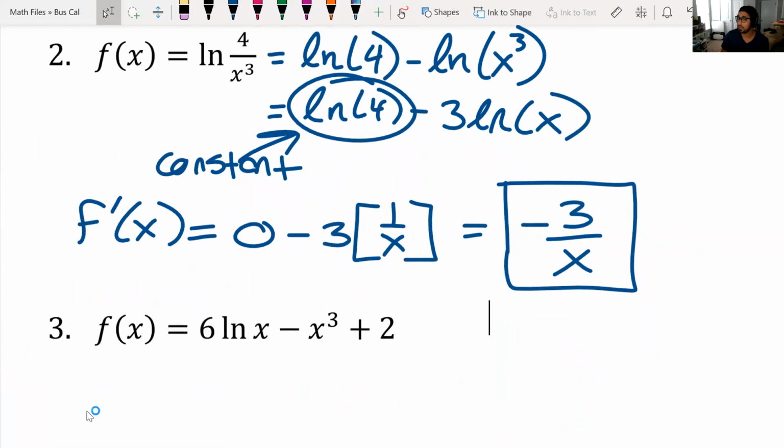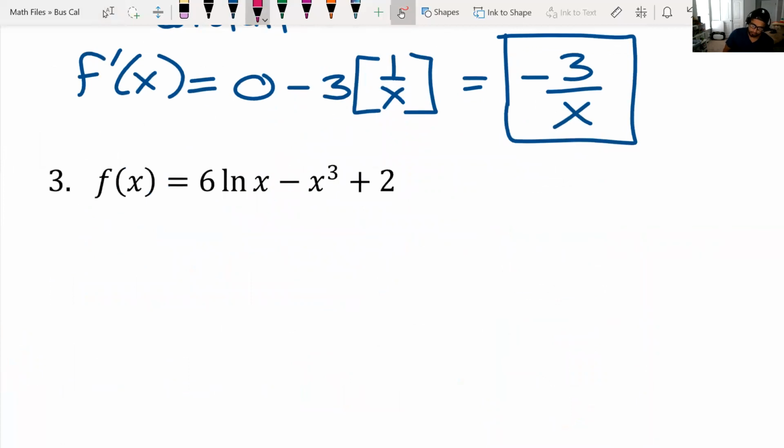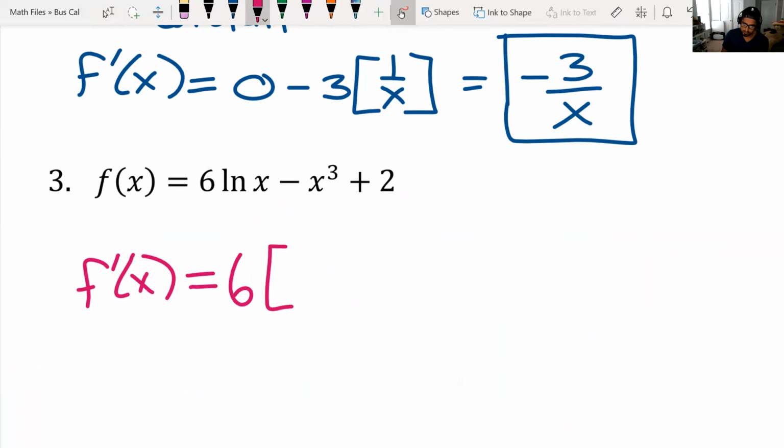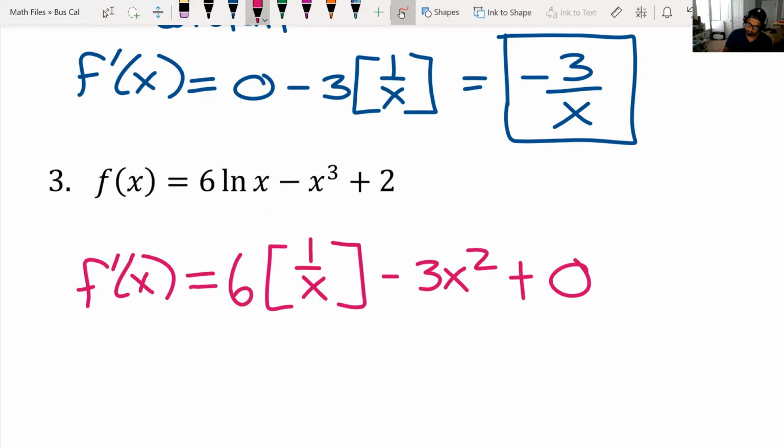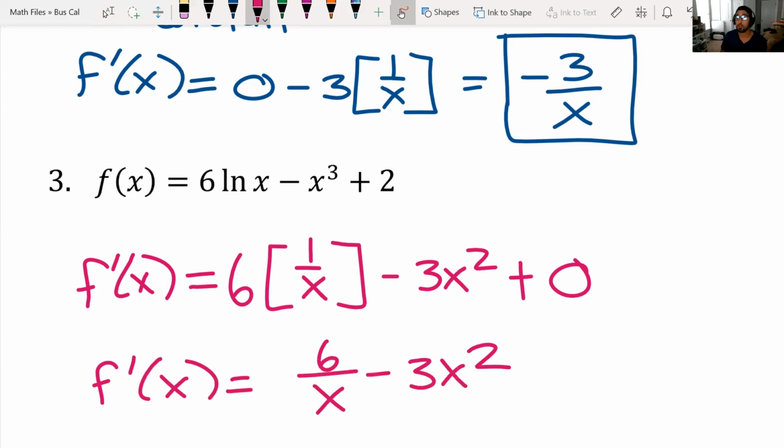All right. Nice, nice. And keep going. Number 3. No rearranging needs to be done at all. There's the natural log of x, which means it's in the perfect form, so we can take the derivative. That 6 stays out front. Derivative of the natural log of x, 1 over x, minus derivative of x cubed, 3x squared, derivative of 2, 0. Clean it up. 6 over x minus 3x squared.